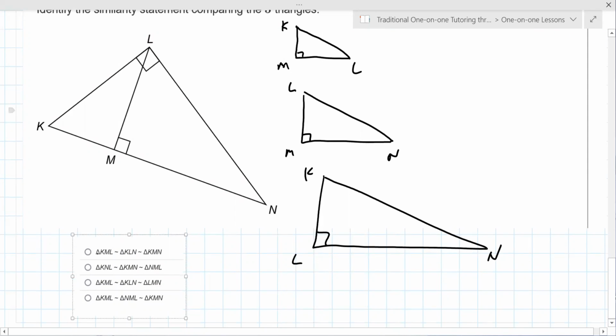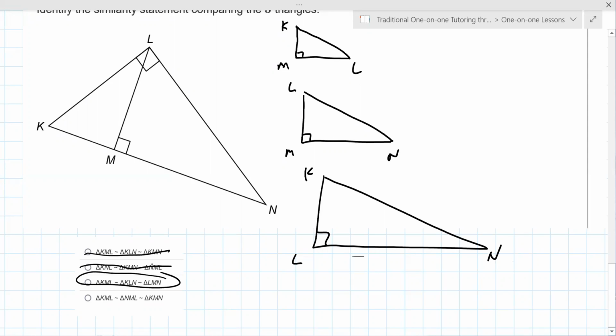So let's look at the first one. It says KML. So we're going like short side to long leg. KLN. That's looking okay. And then KMN. Okay, so that one's definitely out. All right, so KNL. See how it's kind of going that way? What we're looking for is the same direction each time, but then it goes KMN. I don't even know what's going on there. KML. That one's looking pretty good. KLN. That's looking pretty good. LMN. That's looking pretty good.